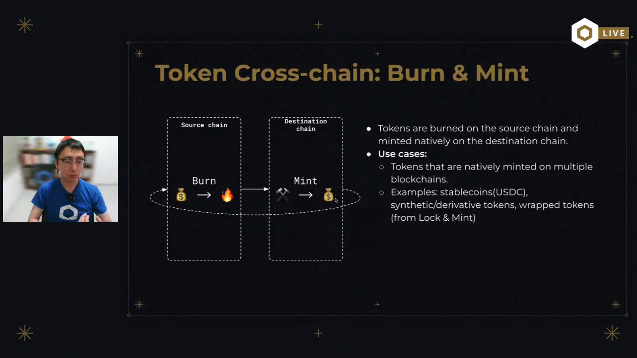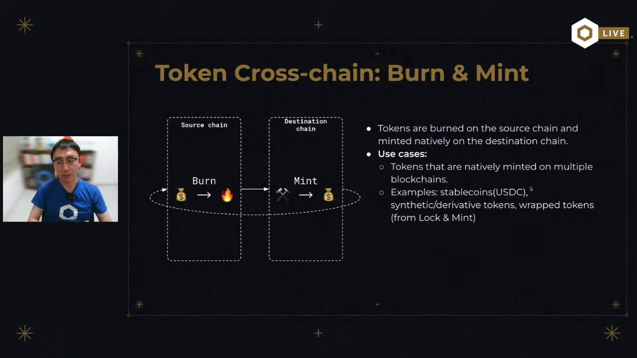And if you want to cross the token back from the destination chain to the source chain, you just burn the token on the destination chain and mint some tokens on the source chain. It is pretty straightforward to understand. And the use case for this is for the tokens that are natively minted on multiple blockchains.